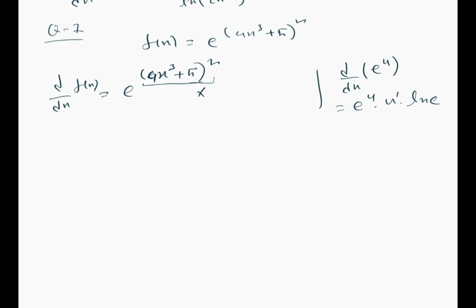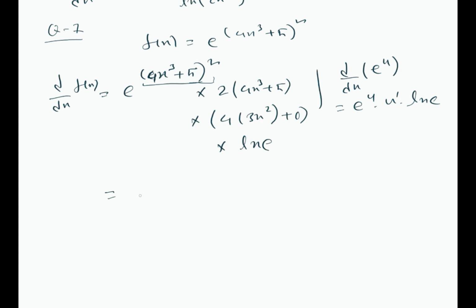So the derivative of this term, we need to apply the power rule, right? So 2 into the base (4x cubed plus 5), and now we need to take the derivative of the inner function, which would be 4 times 3x to the power 3 minus 1, which is 2, right? Then the derivative of 5 is 0. Okay, then we need to multiply this whole thing by ln of e, right?